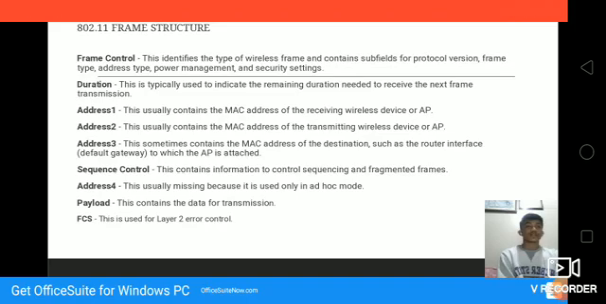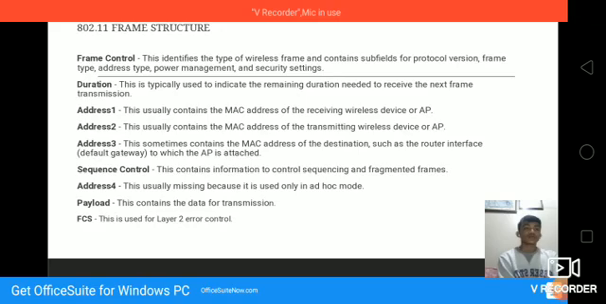Address 1. This usually contains the MAC address of the receiving wireless device or AP. Address 2. This usually contains the MAC address of the transmitting wireless device or AP. Address 3. This sometimes contains the MAC address of the destination, such as the router interface or default gateway to which the AP is attached.